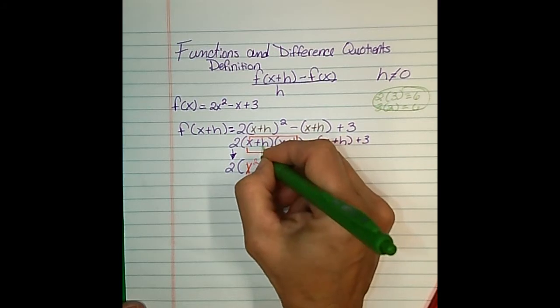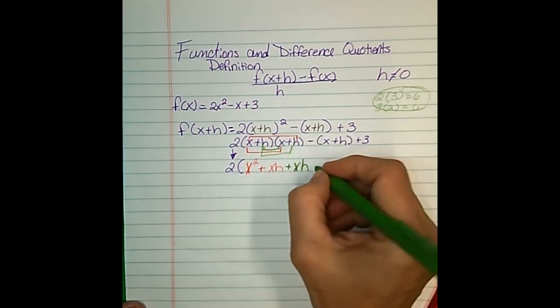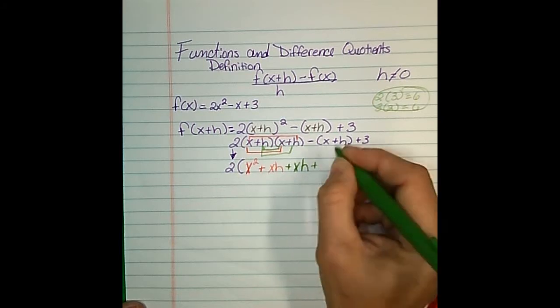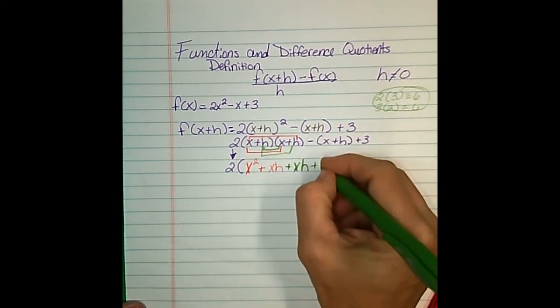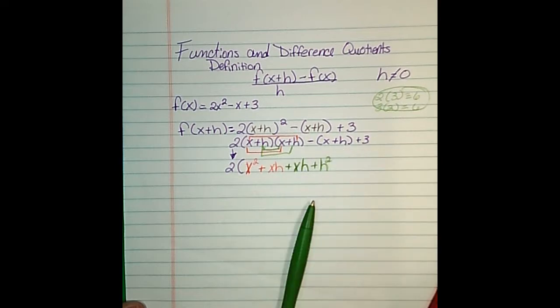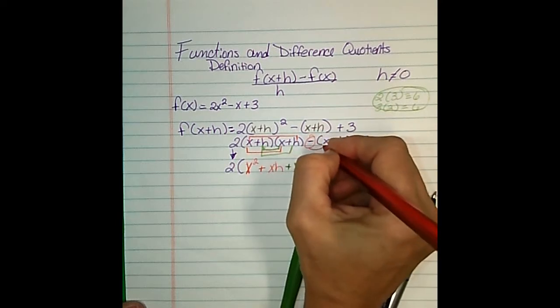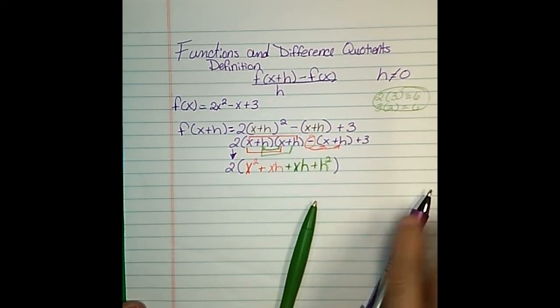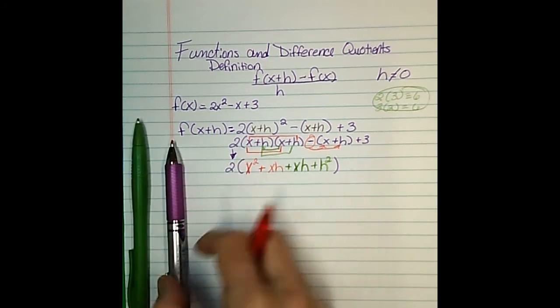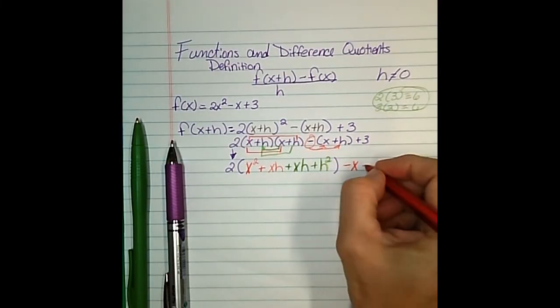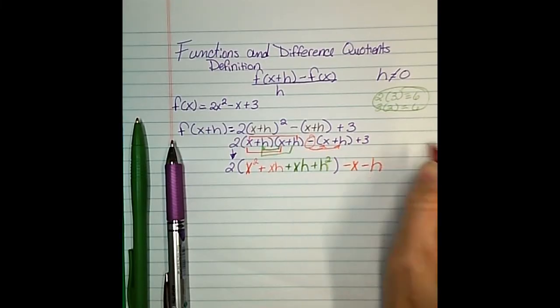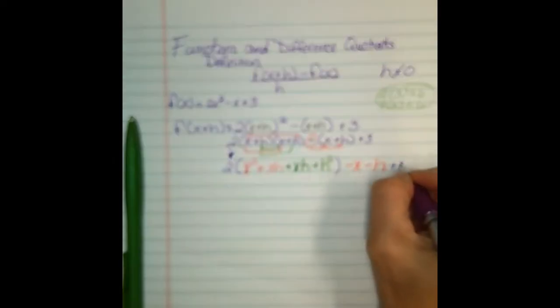And now I'm going to multiply my last times my last, and they're both positive, and they're like bases, so that means the powers are going to be added, and they both have a power of 1, so it's going to be h squared. Okay, so let's close the parentheses. Now let's distribute this negative sign here to everything inside the parentheses. So negative times positive gives me a negative x. Negative times positive gives me a negative h. And then we're going to bring down the plus 3.